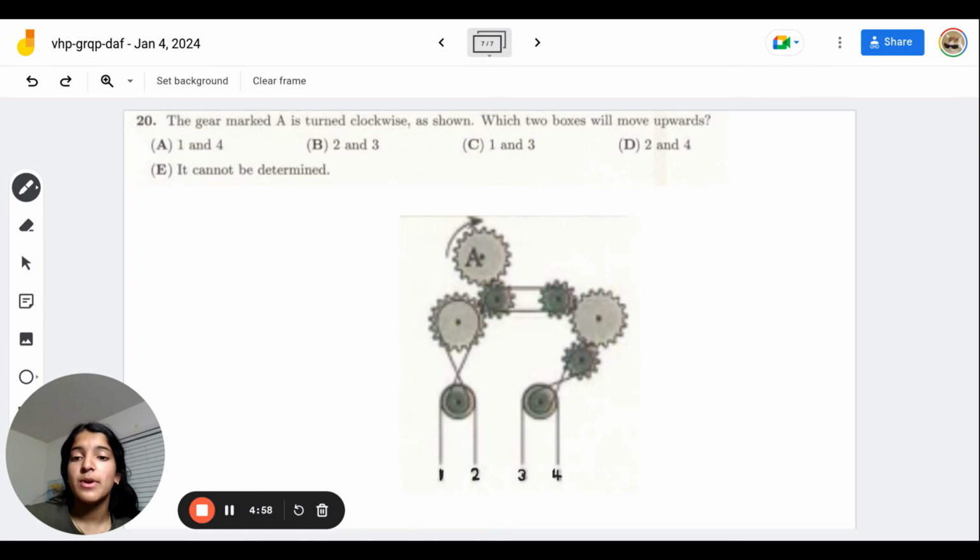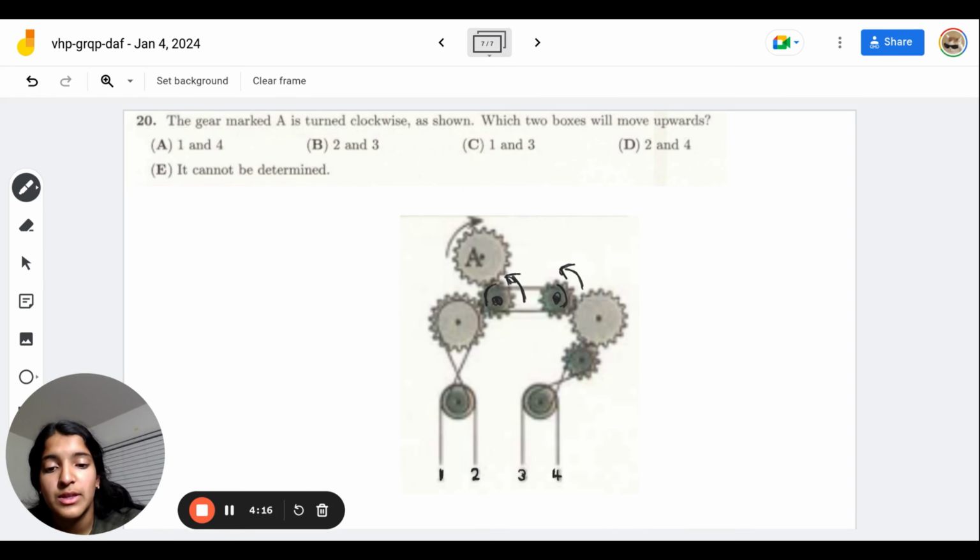Number 20. The gear marked A is turning clockwise as shown. Which two boxes will move upwards? So this is with gears, and you have to really draw this out to make this much easier to solve. So this A gear is moving clockwise, and it's hitting this gear. So when it hits this gear, it moves this gear in this direction. Okay? And since this gear is connected to this gear, if this one is moving in this direction, then that means that this gear is also moving in this direction.